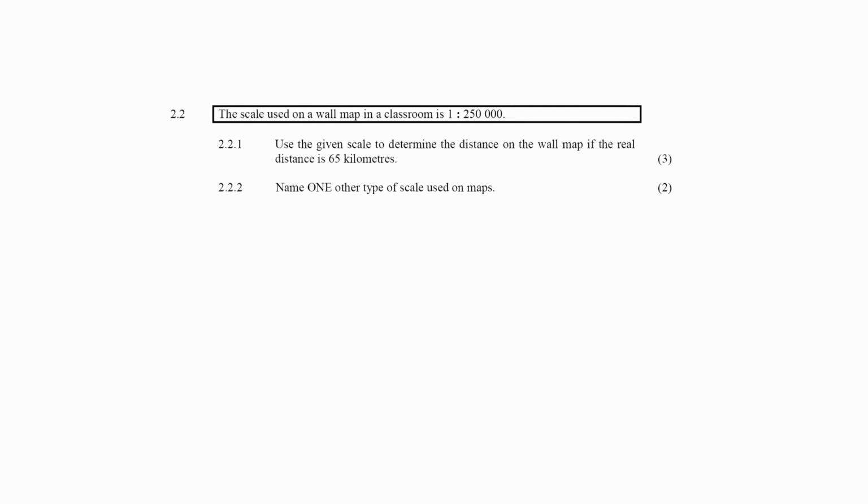Question 2.2 consists of 2 maps and plans questions that were designed to assess your understanding of map scales. It is stated that the scale used on a whole map in a classroom is 1 to 250,000. In question 221, you have to use the given scale to determine the distance on the whole map if the real distance is 65 kilometers.